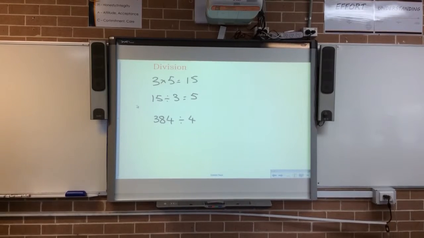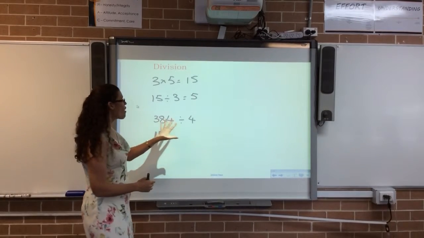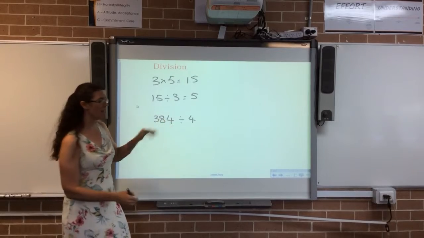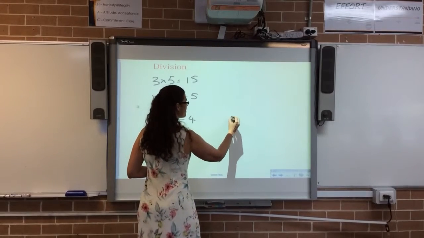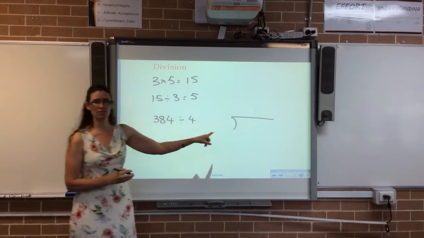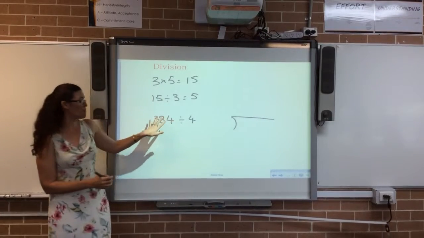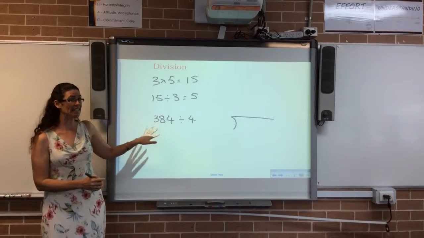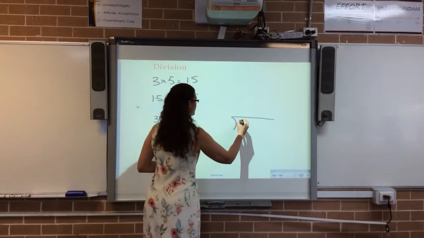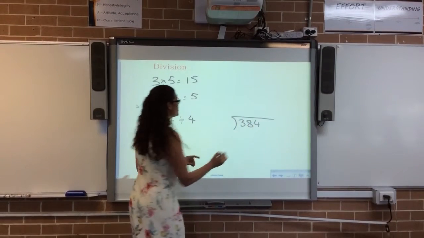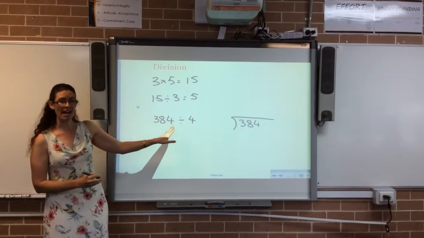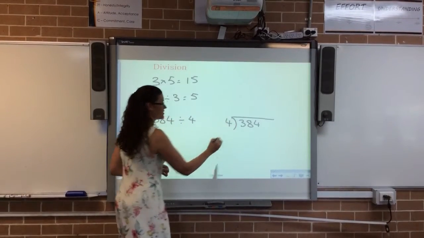So I'm going to draw up the algorithm. I'll draw it on the board. I'm going to rearrange that into this algorithm. Does everyone recognise this division? Yes, we've looked at those before. The number that you're dividing goes inside. The number that you're dividing by goes outside.